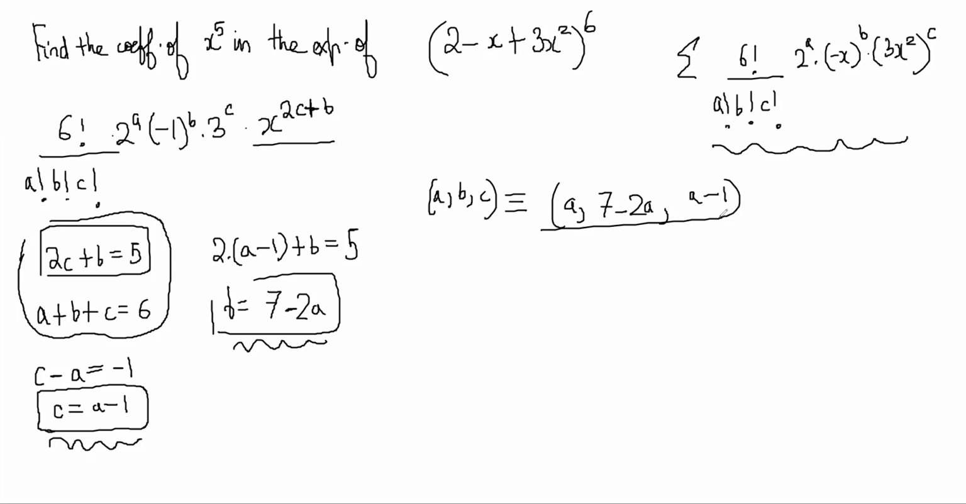So now put some values of a. A can start from where? Start from 0, right? A is 0, then what is coming? B is coming out to be 7 minus 0, 7. So 0, 7, and C is coming out to be minus 1.